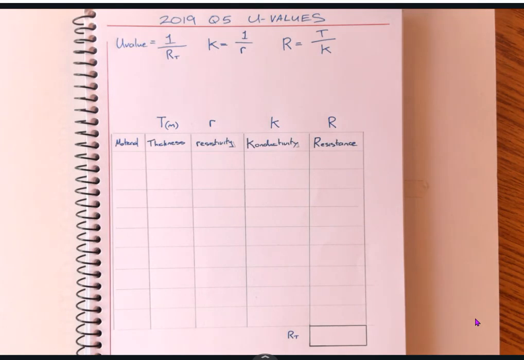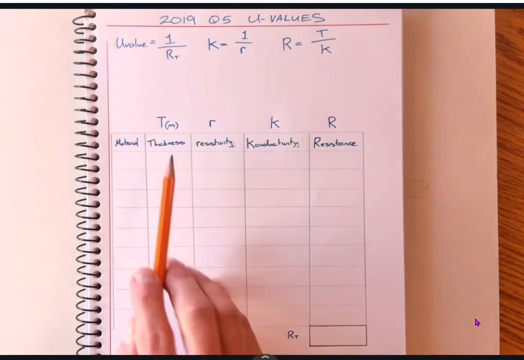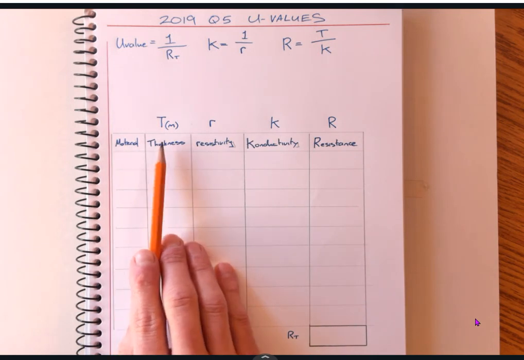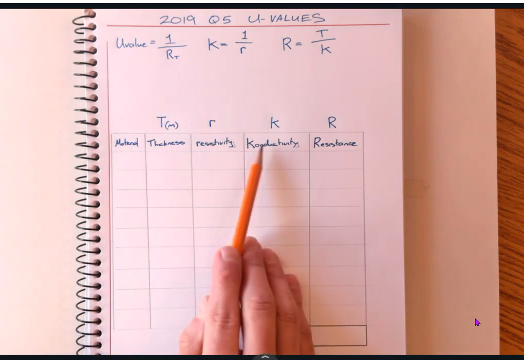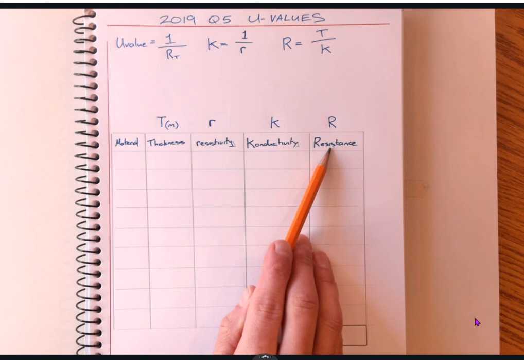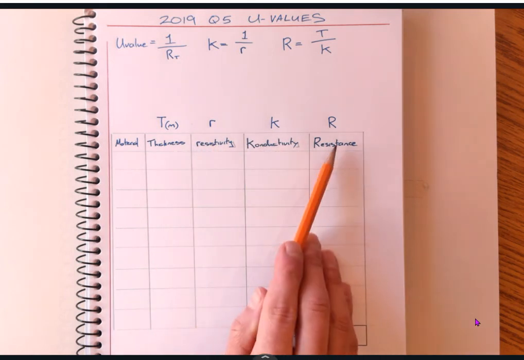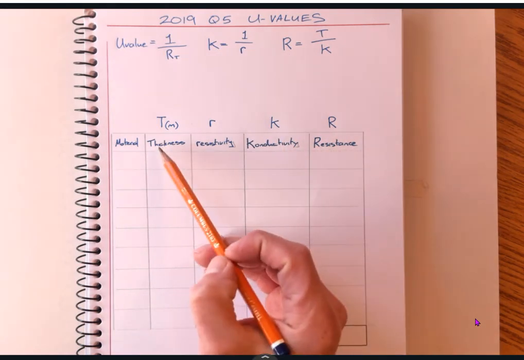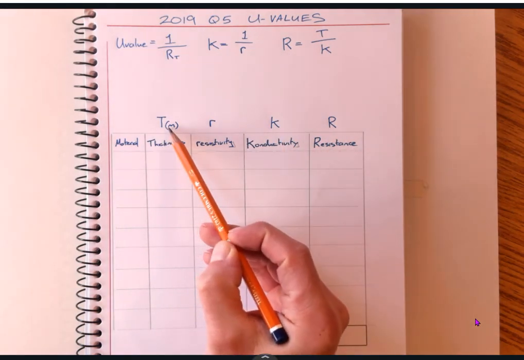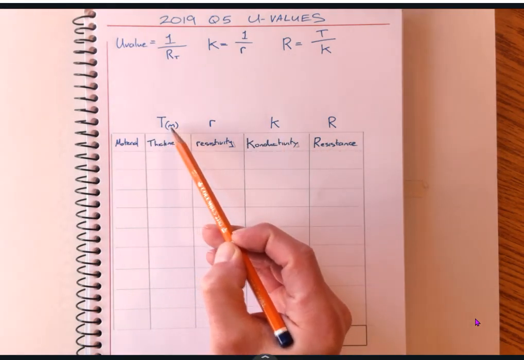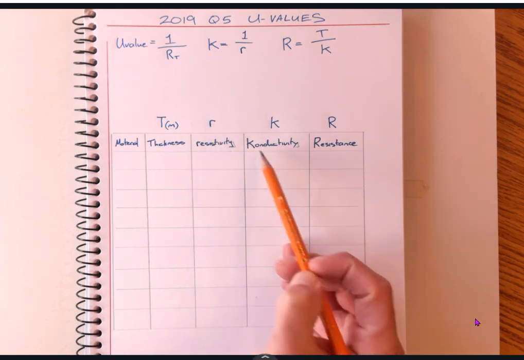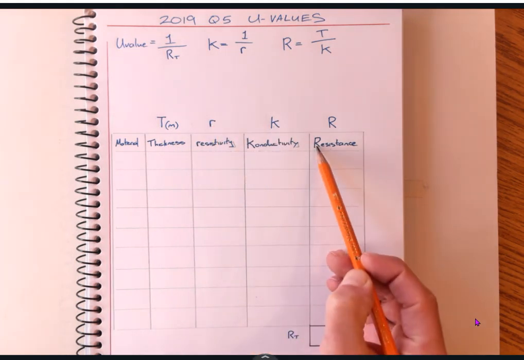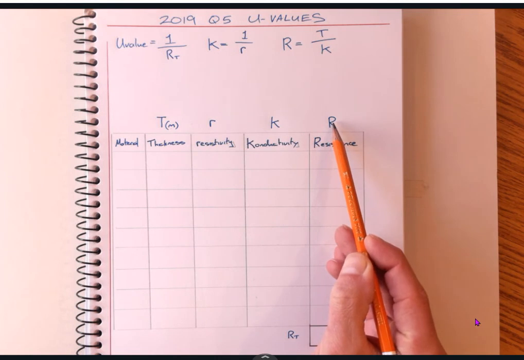Alright, our table that we draw is always the same. We have a set of headings across the top: material, thickness, resistivity, conductivity and resistance. And these are all used up in the formula here. So again, thickness is T, measured in meters, always meters, that's important. Resistivity is R, conductivity capital K, resistance capital R.